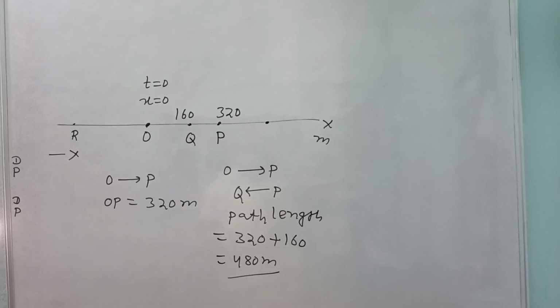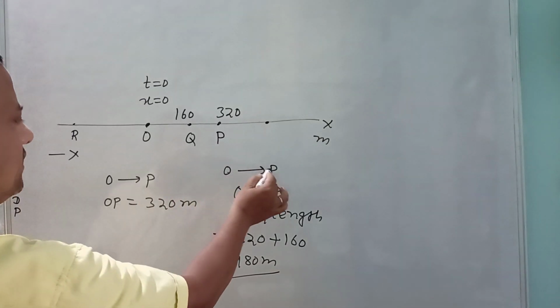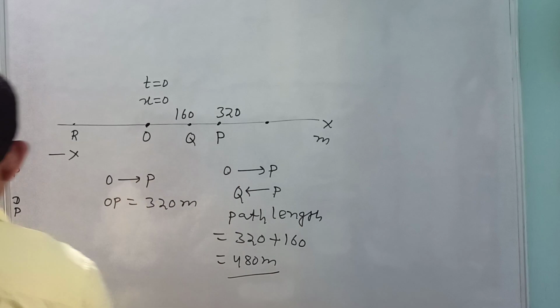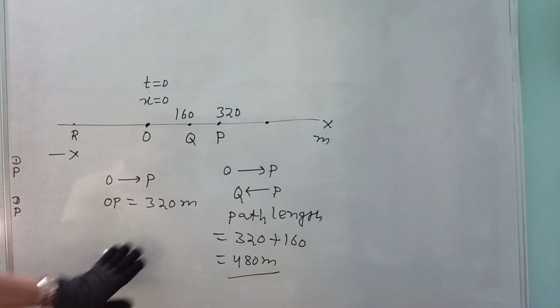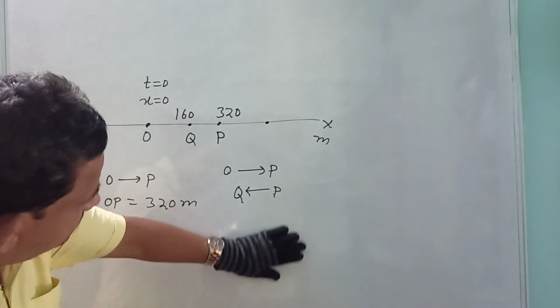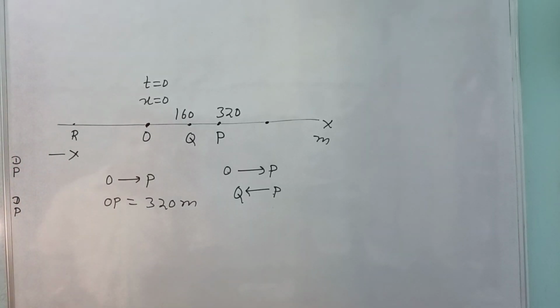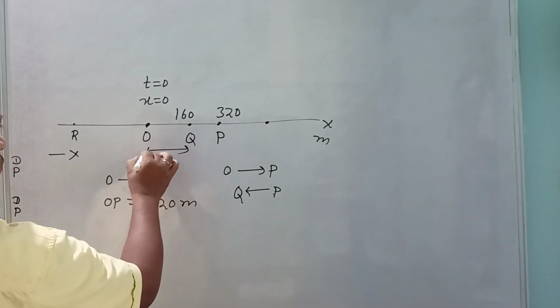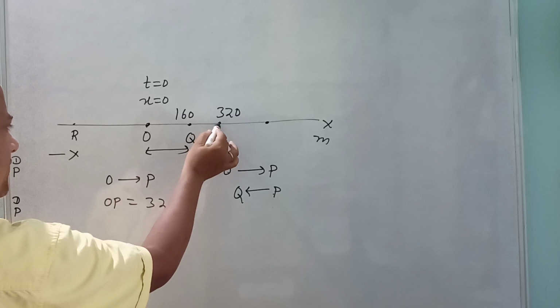But on the other hand, if you consider the path like this, suppose one moves from O to P, P to Q, what is the displacement or what is the shortest path? So if one moves from O to P, then P to Q, that means the shortest length is OQ.